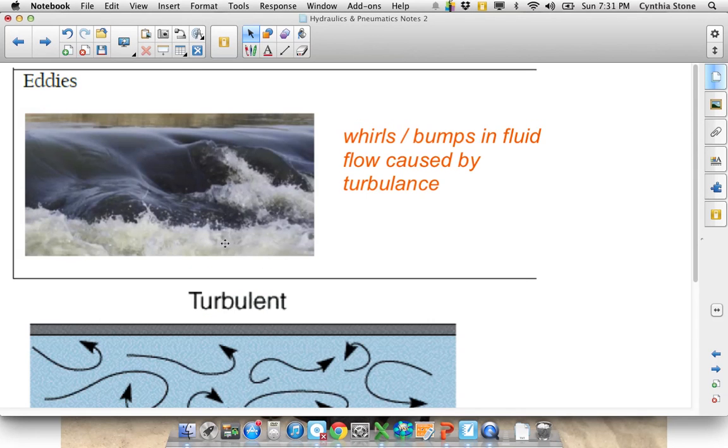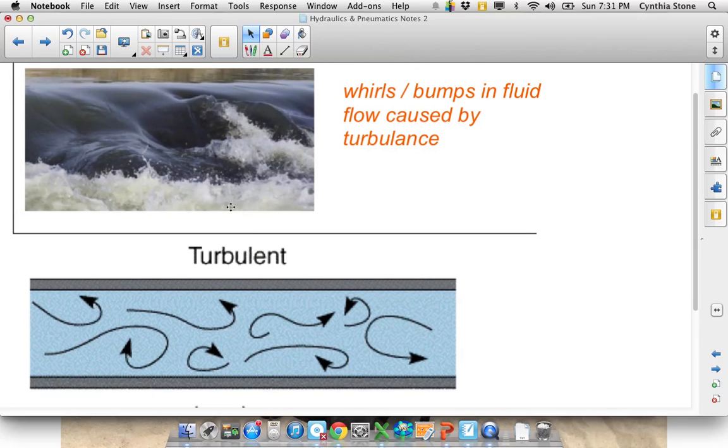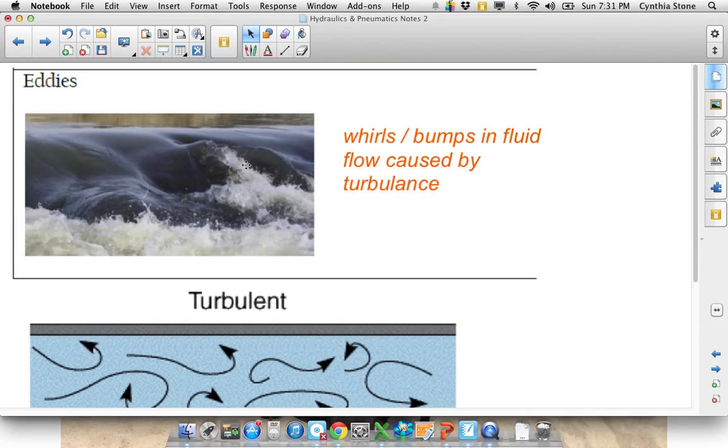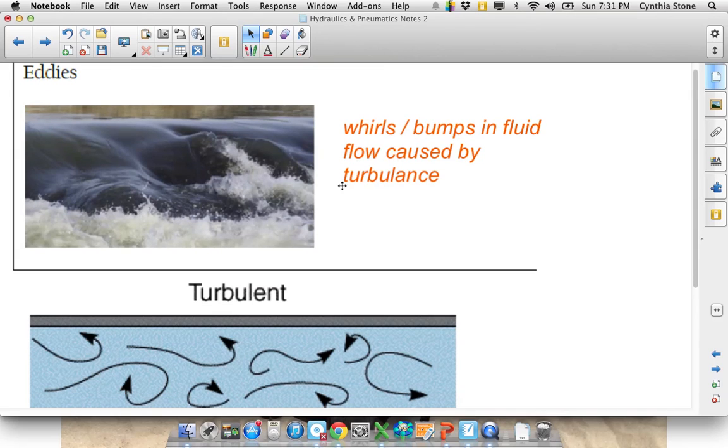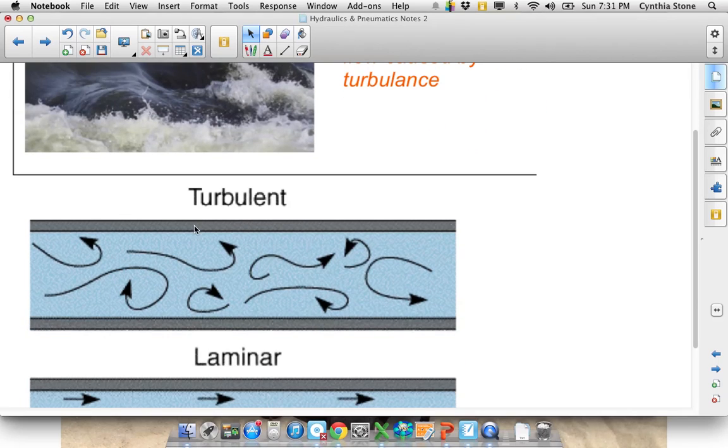So when I look at turbulent, this is the picture. These little things are called eddies, right down here, where everything's all splashy and difficult. That's turbulent flow, and that would be a picture of turbulent flow. It's just not flowing straight. So you can imagine there's energy lost in that process.